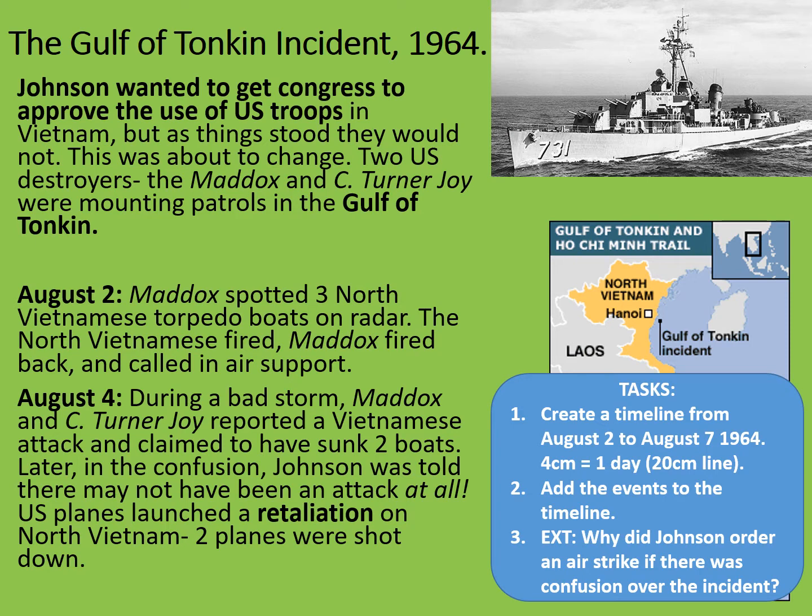Thirdly, and as an extension, why did Johnson order an airstrike if there was confusion over the incident? Now remember, Johnson knew that there was confusion and that the attack was not confirmed. He chose to send those planes in anyway. Why might he do this? Alright, pause the video here. Once you've completed those tasks, you can move on.